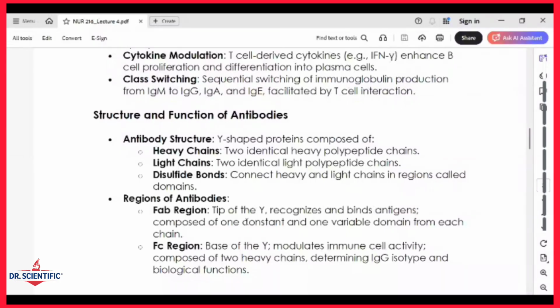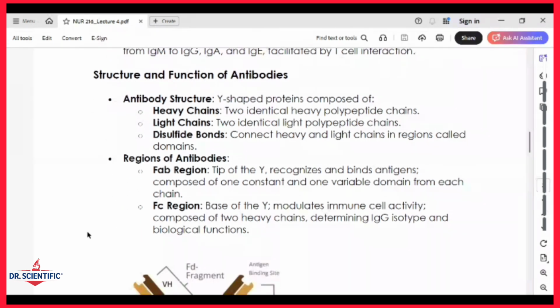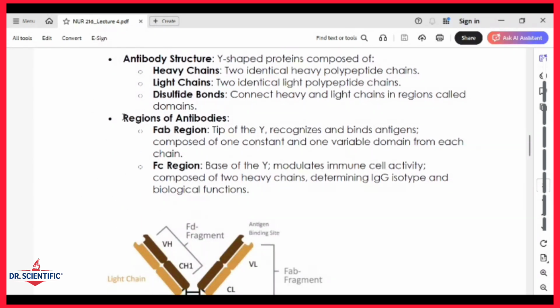Then, of course, it is composed of disulfide bonds. These disulfide bonds connect the heavy and light chains in regions we are calling domains. These antibodies have the Fab fragment, or the Fab region. This is the region that is able to bind antigens. The Fab fragment is composed of one constant and one variable domain on each of the chains.